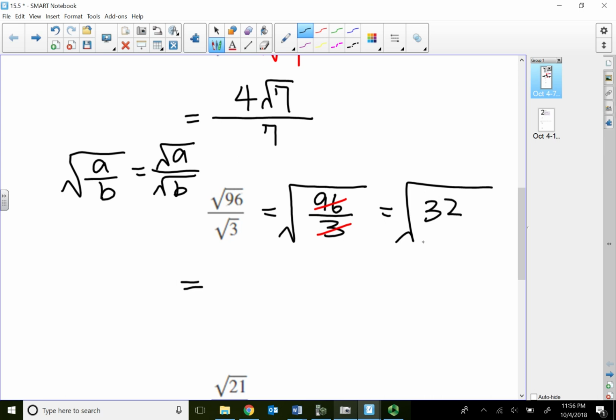Most of y'all probably say, oh, 32 we can break down by 2s, or some students will say this is 16 times 2. Square root of 16 is 4. Either way, my final answer is 4 times square root of 2. So again, we can use a perfect square number that goes into 32, or we can break down 32.